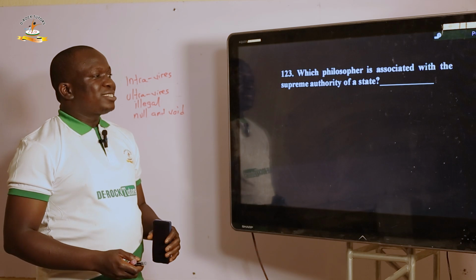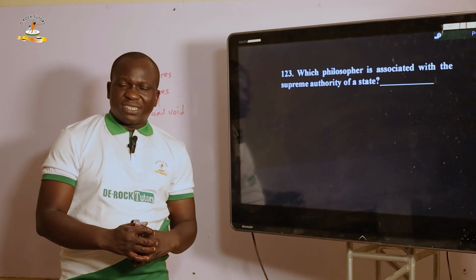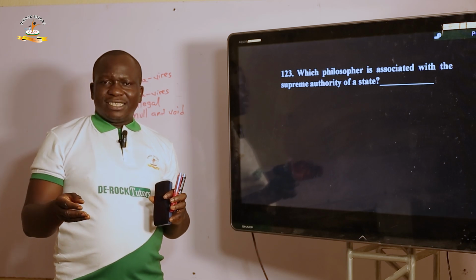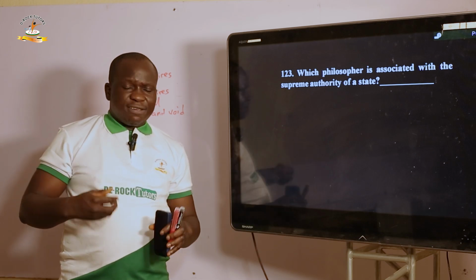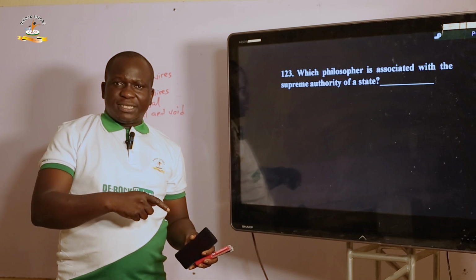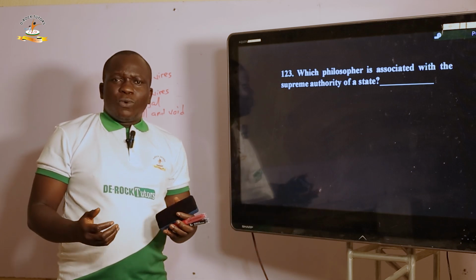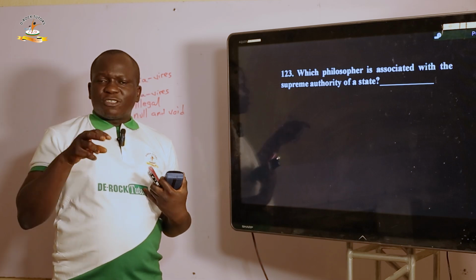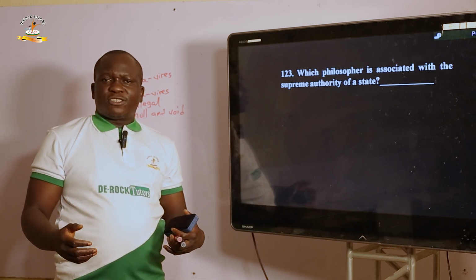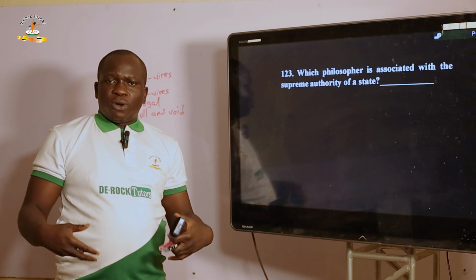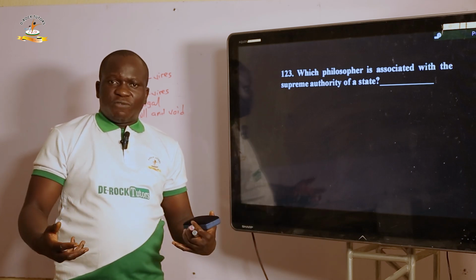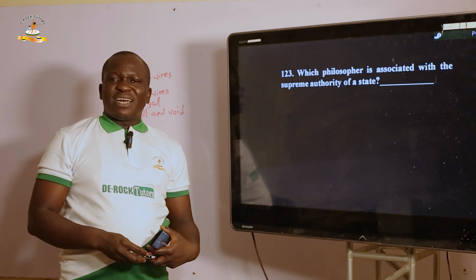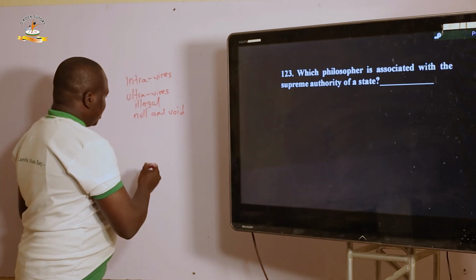Which philosopher is associated with the supreme authority of a state? Now, what is the supreme authority of a state? Before 1960, did we have the supreme authority to govern ourselves? No. We were being governed by Britain. But October 1, 1960, we obtained on a platter of gold that supreme authority to manage our own affairs. That supreme authority is called independence, otherwise called autonomy, otherwise called freedom or liberation or self-government or sovereignty. So, which philosopher propounded sovereignty? That is a French philosopher known as Jean Bodin.